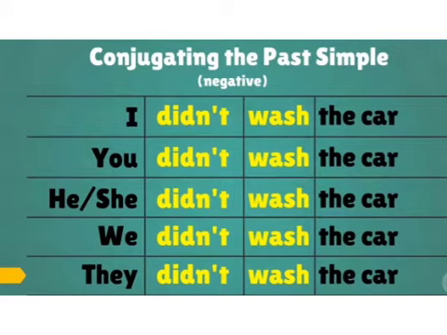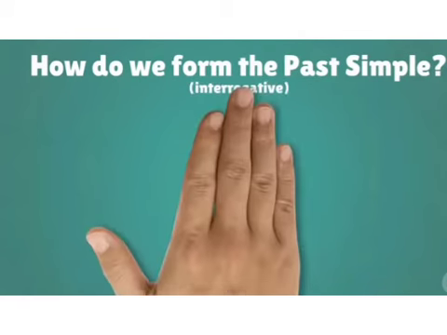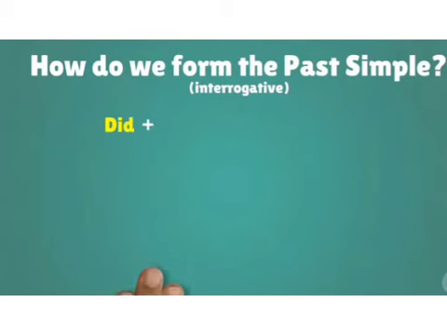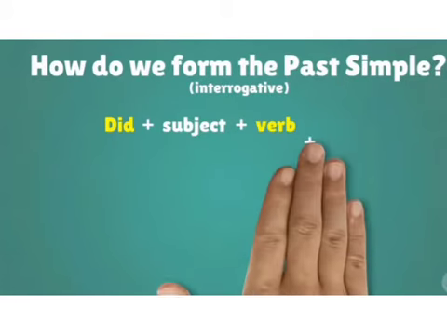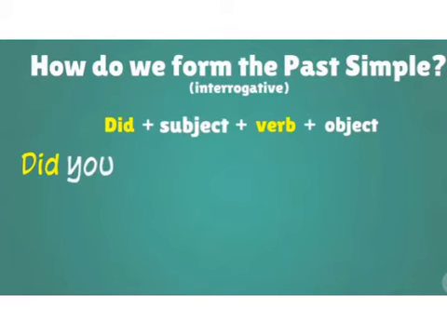Okay, children, so we have completed affirmative and we have completed negative also. Now we shall proceed with how to form the simple past interrogative sentence. For interrogative, that is, if you want to make a question, you have to bring the auxiliary verb in front. Here, did is the auxiliary verb for past tense. So I have brought it in front. Did plus subject plus verb plus object.